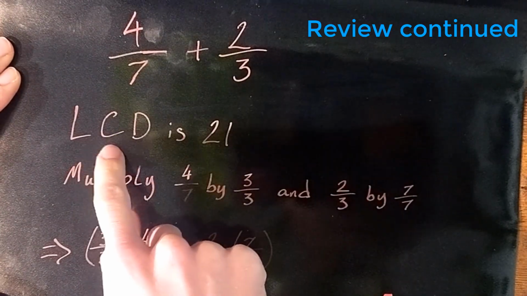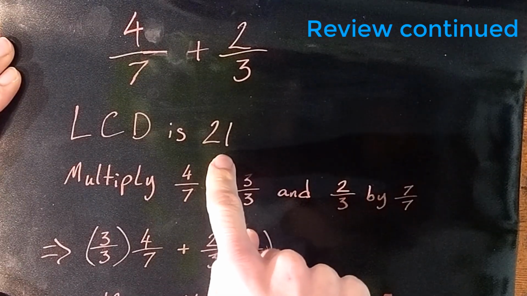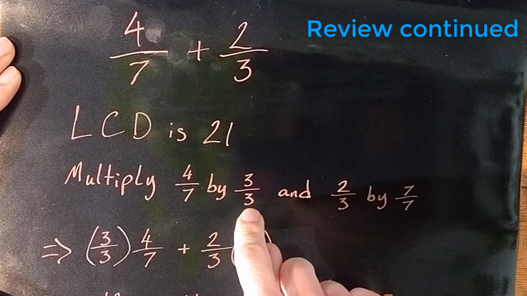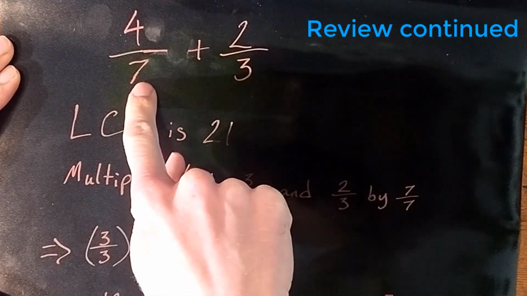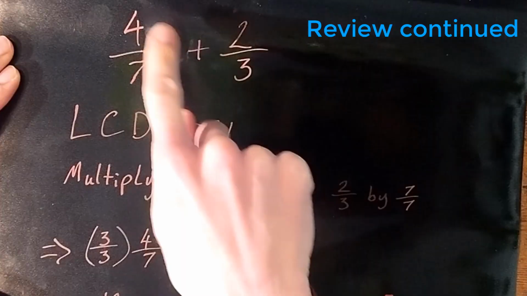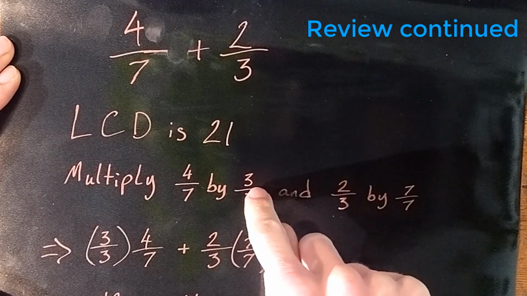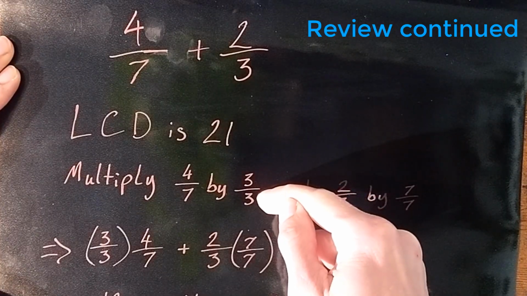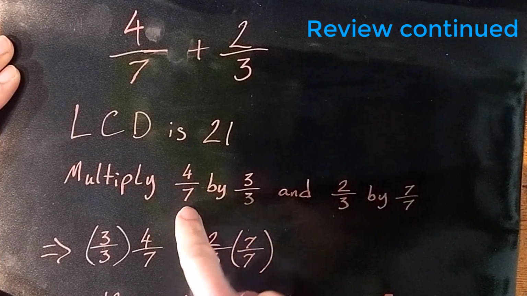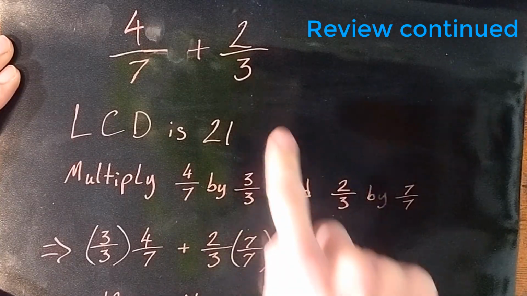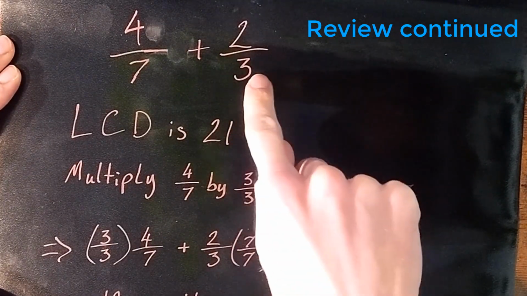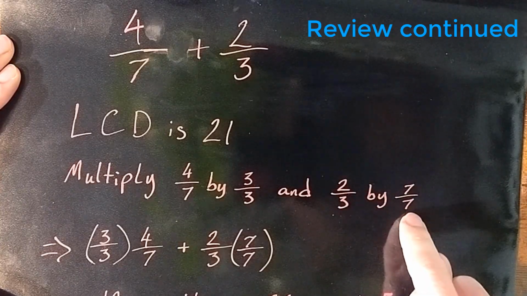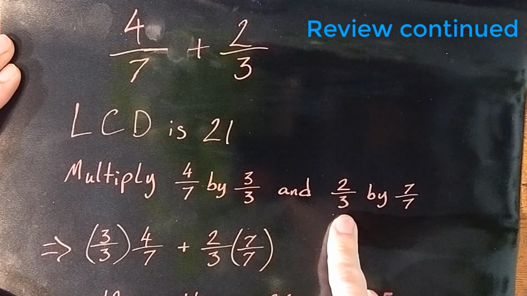Remember, when adding fractions, the denominator has to be equal. In this case, the least common denominator is 21. To get 21 from 7, I would have to multiply it by 3. If I only multiply the denominator by 3, that would change the fraction, so I also have to multiply the numerator by 3. Because 3 divided by 3 is 1, and 1 does not change the value of my fraction. Same process for 2/3. To get 21, I would multiply this by 7. Multiply the numerator by 7 also to keep the same value.